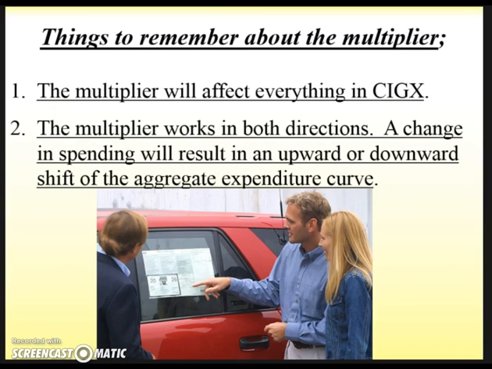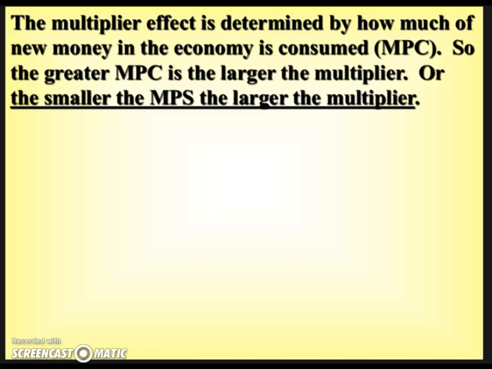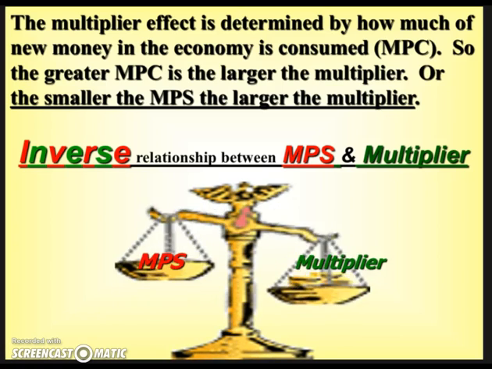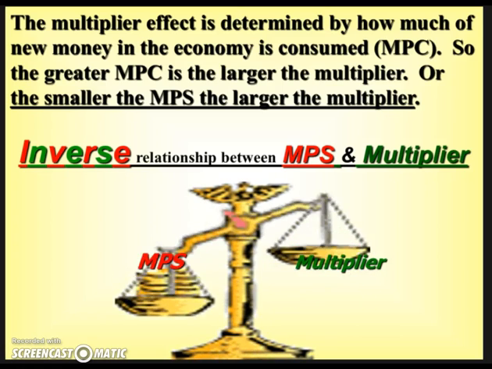The multiplier will affect everything in Sigma X. The multiplier works in both directions. A change in spending will result in an upward or downward shift of the aggregate expenditure curve. The multiplier effect is determined by how much of new money in the economy is consumed, MPC. So the greater MPC is, the larger the multiplier, or the smaller the MPS, the larger the multiplier. Inverse relationship between MPS and multiplier.